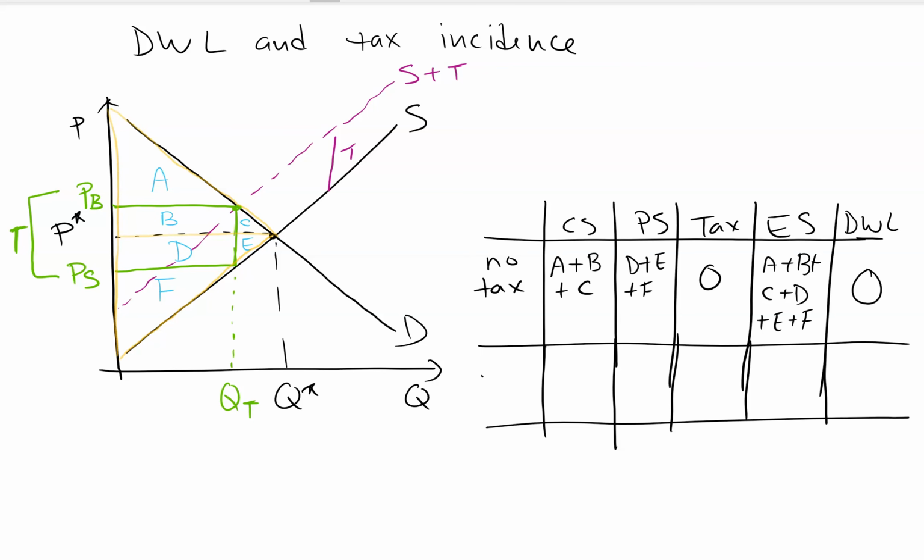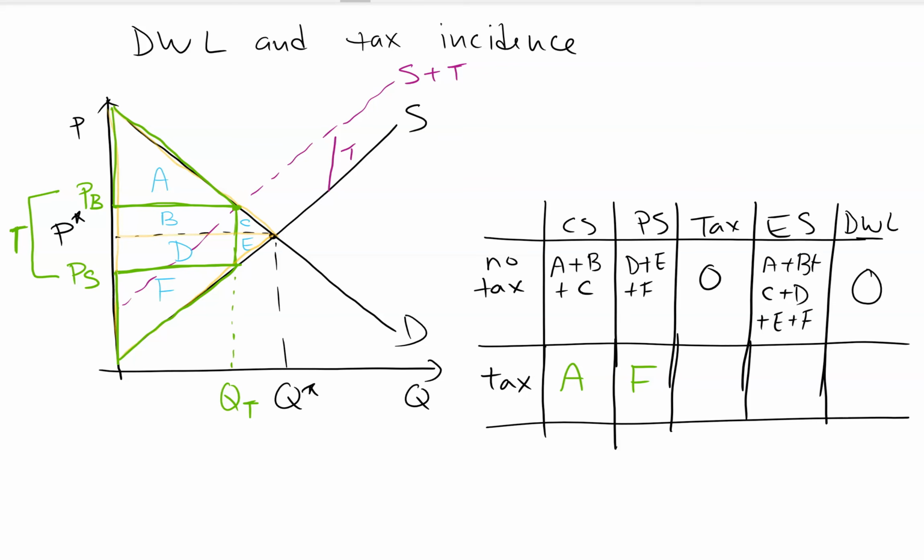Now we're going to put our tax in. So now we're considering this QT and then this wedge of the tax between these two prices, the price for the buyer and the price for the seller. Now things have changed a little bit. Now our buyer pays PB, and so this green triangle is all they get, just A. And our seller receives PS, and so this little green triangle down here is all they get.